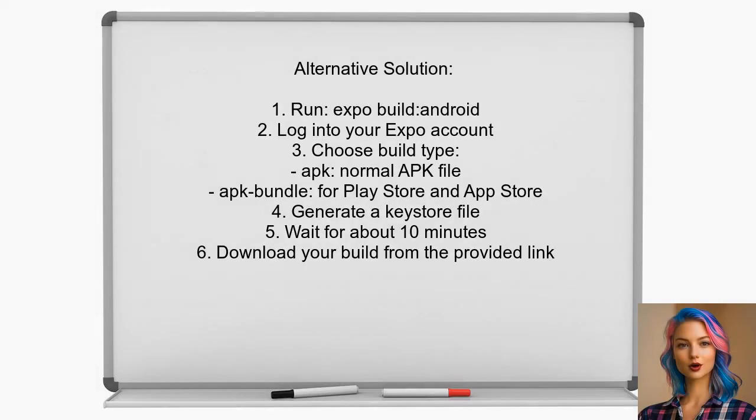An alternative approach shared by another user involves running the command expo build:android. After logging into your Expo account, you can choose the build type, either a normal APK or an APK bundle for the Play Store and App Store. Then generate a keystore file and wait for about 10 minutes to receive a build link.